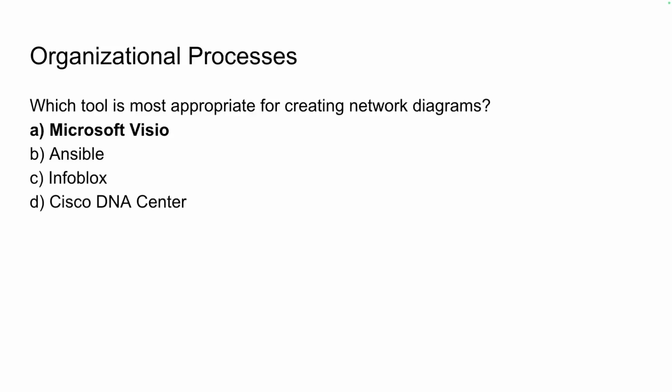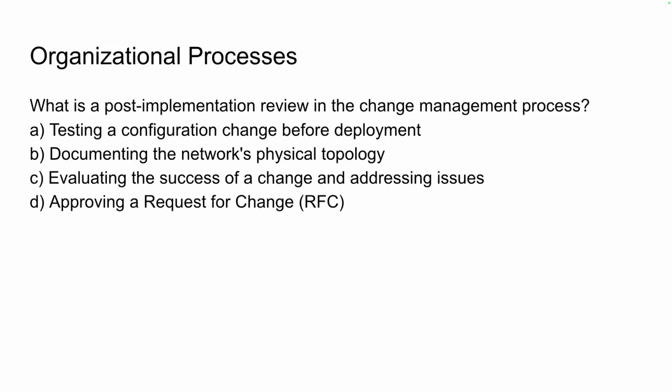So next question, what is a post-implementation review in the change management process? After you've implemented your changes, a post-implementation review is to test configuration. No, this is before deployment, so this has nothing to do with this. Documenting the network's physical topology. No. Evaluating the success of a change and addressing issues. That's probably good. Approving a request for change is at the very top of this process, so this has definitely nothing to do with it. This has nothing to do with the implementation of the change management process at all, I don't think.